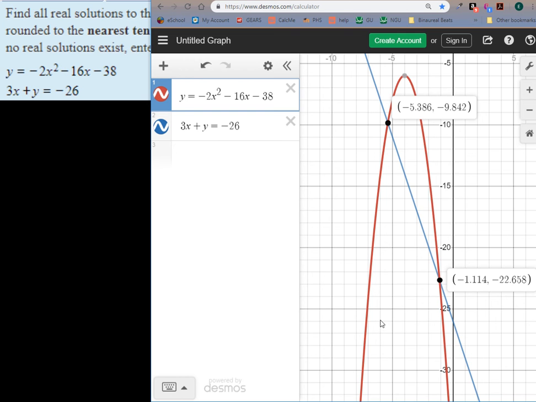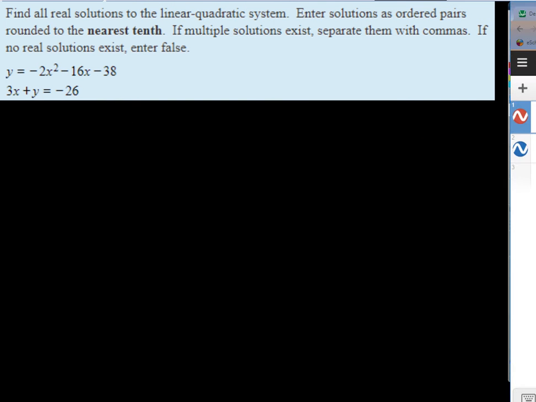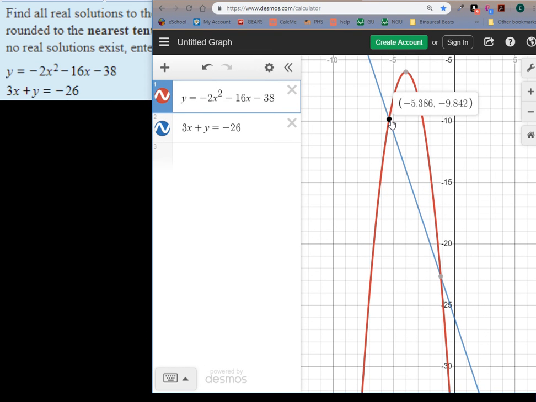intersection. And so it asks us to round the solutions to 2 decimal places, I believe, right? Didn't it say that? Yeah, rounded to 1 decimal place, rounded to the nearest tenth. So we would just enter both of those ordered pairs with the numbers rounded to the nearest tenth. Okay? We okay with that? Sure. Okay.